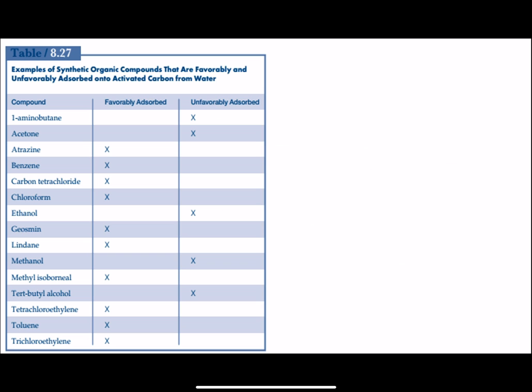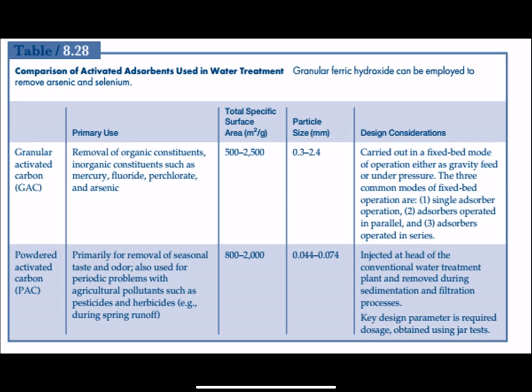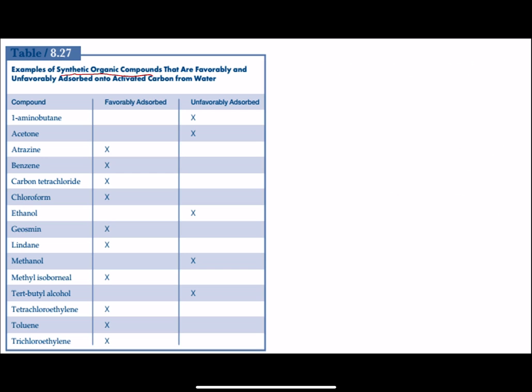You can see some examples in this table of synthetic organic compounds that could be adsorbed, and some that technically cannot. Some are favorably adsorbed or unfavorably adsorbed to activated carbon. If you look at atrazine, it's easily adsorbed, while acetone is not easily adsorbed. Benzene is easily adsorbed, there is a favor to adsorption. Carbon tetrachloride and chloroform also, while ethanol doesn't like to be adsorbed to activated carbon. So this table can tell you which chemicals. Not all chemicals will be adsorbed to activated carbon; some will and some will not.